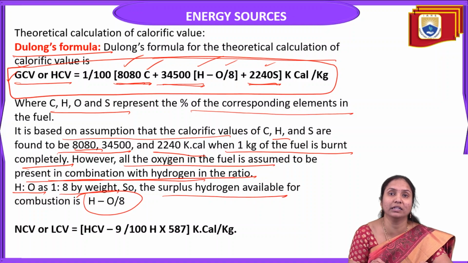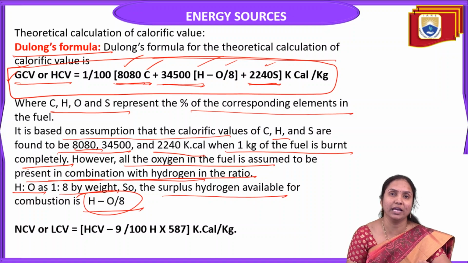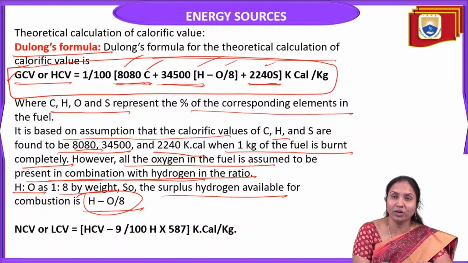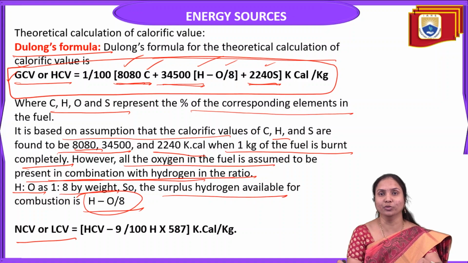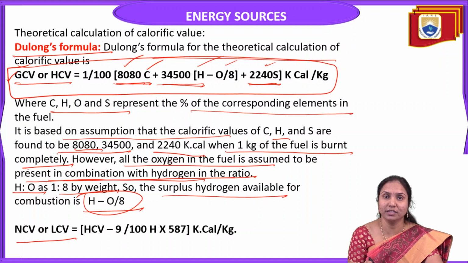It can be calculated in combination with hydrogen in the ratio. Generally, the hydrogen and oxygen ratio is 1:8 by weight. So the remaining hydrogen available in the fuel can be calculated by using this formula: H minus O by 8. Here, how can we calculate the net calorific value? NCV or LCV is equal to HCV minus 9 by 100 H.